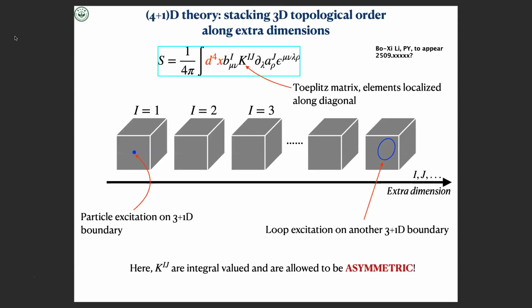So here I only have one or two slides. Here is a paper in progress. We put a 3D topological order along the fourth dimension. Now we expect that in some way we have some Toeplitz braiding between a particle and a loop. We put the particle on one boundary and the loop on another boundary. This boundary is 3+1D. The bulk is 4+1D. So now can we have some very strange particle-loop braiding?